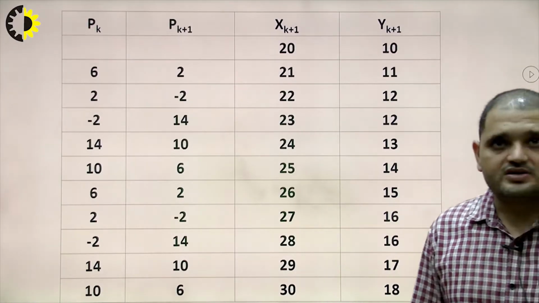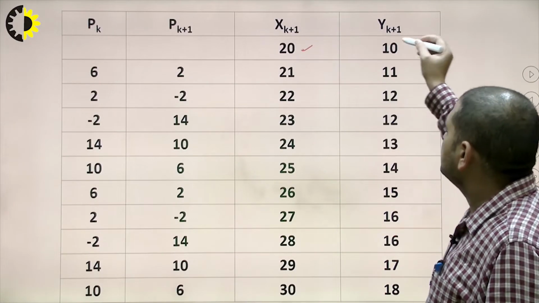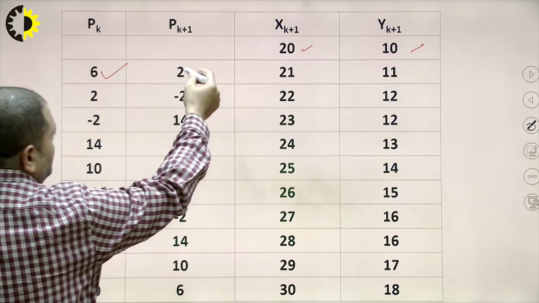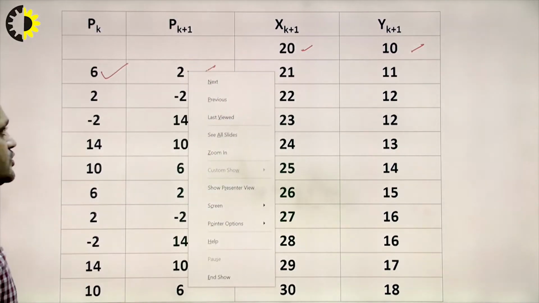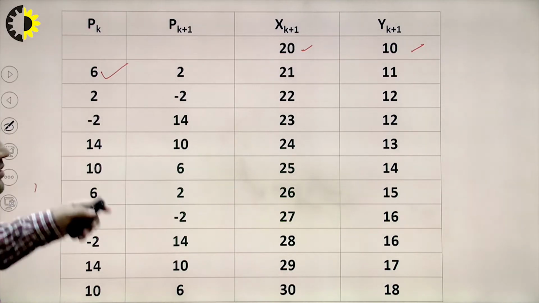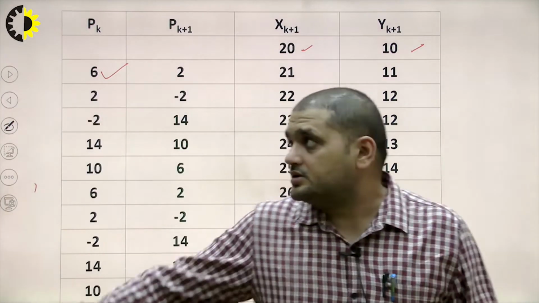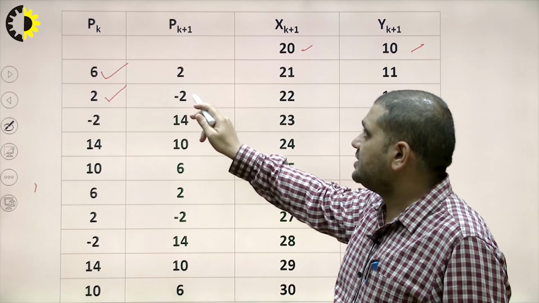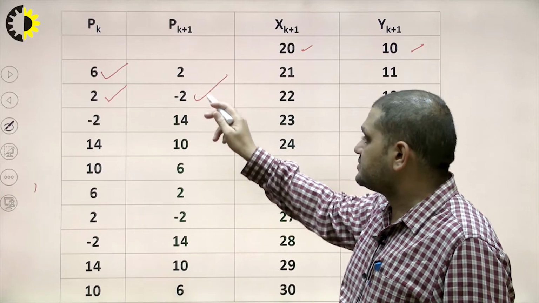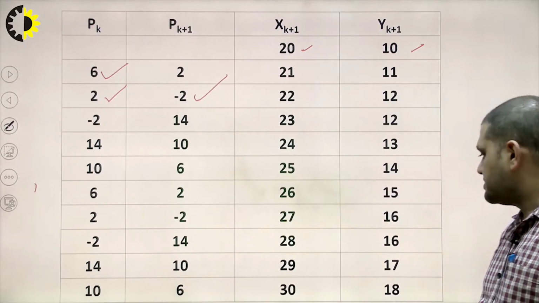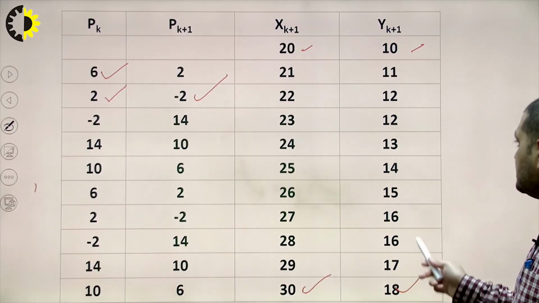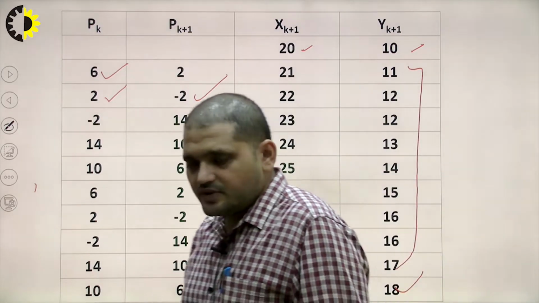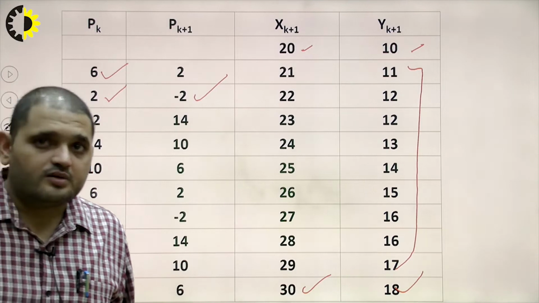So here are the iterations, started with 20 and 10. The first decision parameter was 6, then pk plus 1 came out to be 2. Then this pk plus 1 is taken as the initial decision parameter 2, from which pk plus 1 came out to be minus 2, and like this the iteration will go on till we reach the endpoint, that is 30 and 18. So these are the intermediate points that we have calculated for drawing a line between the endpoints.